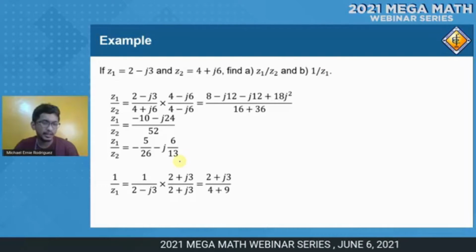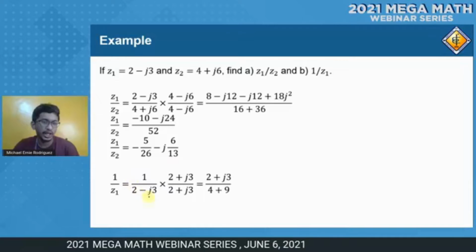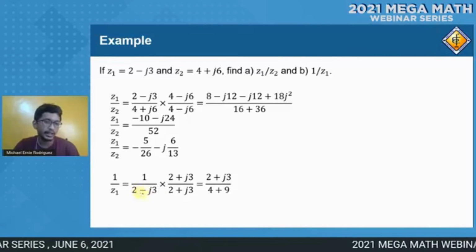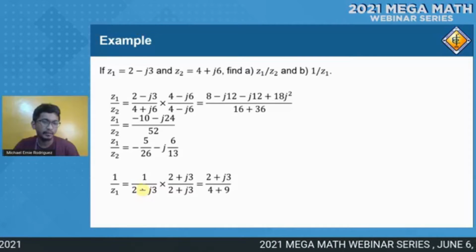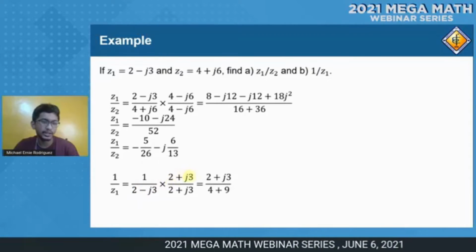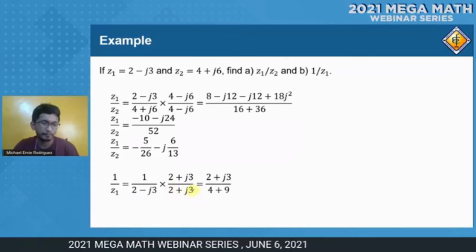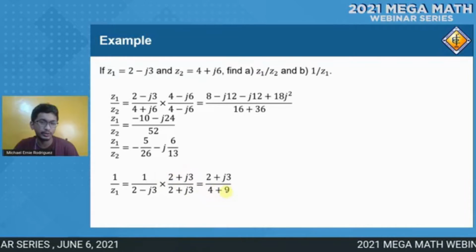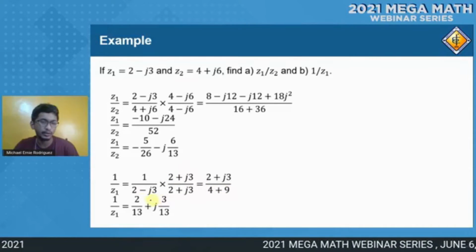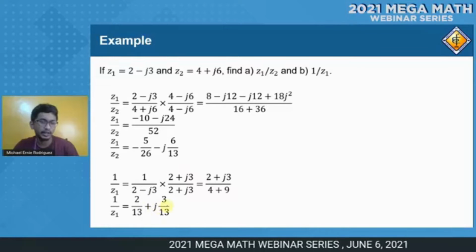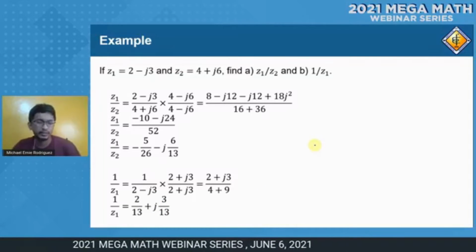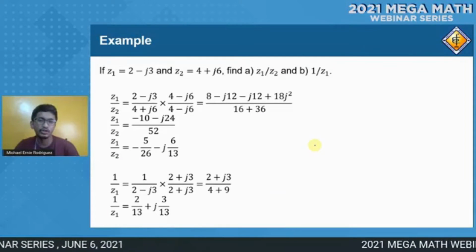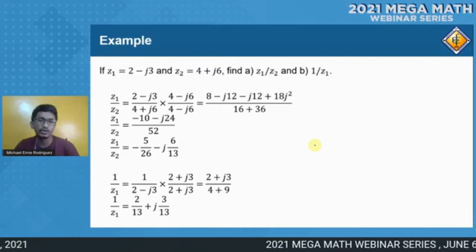So that is 1 over 2 minus J3. And then getting the conjugate of 2 minus J3, the conjugate of this becomes plus. So we have times 2 plus J3 over 2 plus J3. So that is 2 plus J3 over 4 plus 9. We simplify that. That is 2 over 13 plus J3 over 13. Okay. So we have finished the four arithmetic operations of complex numbers.